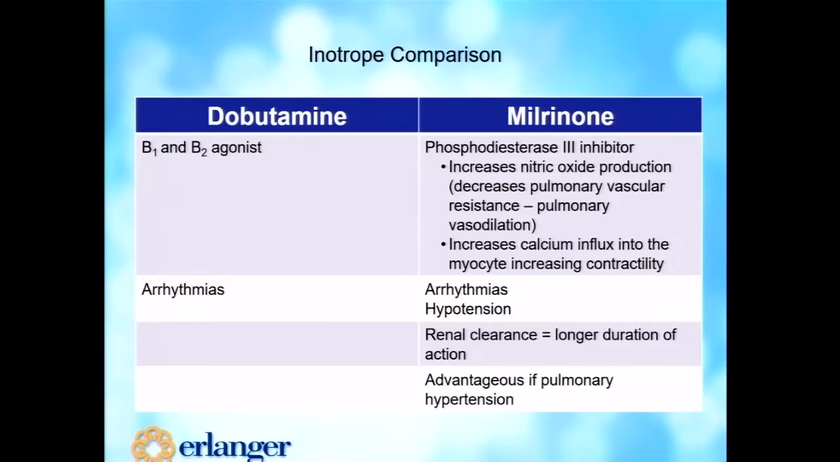One thing to consider with milrinone, it's renally cleared, and so you'll see the duration of action get longer with renal dysfunction, and so you can see more of the hypotension and arrhythmias because it's building up in the body. But it is advantageous for use in someone with pulmonary hypertension because it does relax your pulmonary vasculature. So I would say in the MICU, I see more dobutamine. If you're in the CVICU with me, you'll see a lot more milrinone.